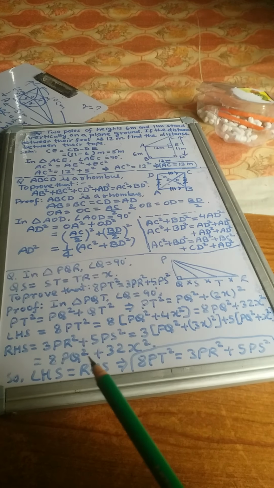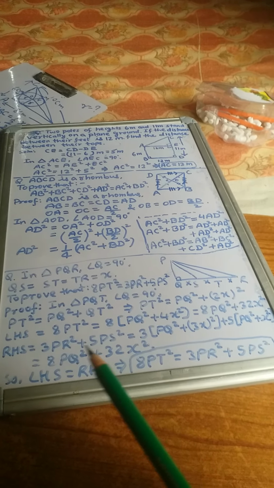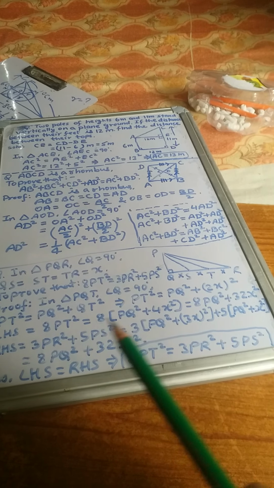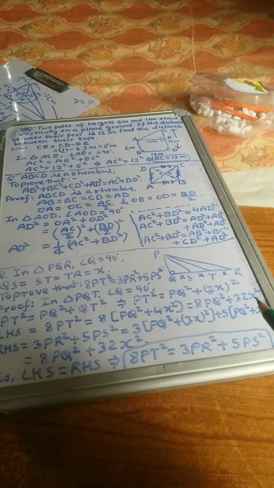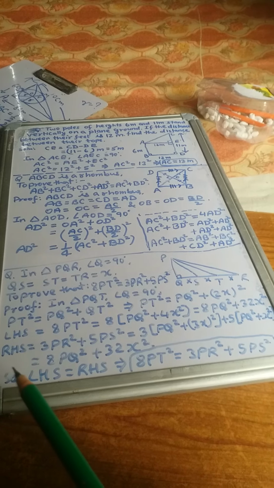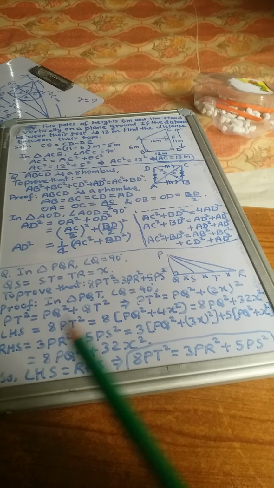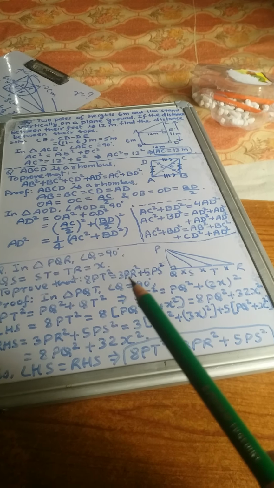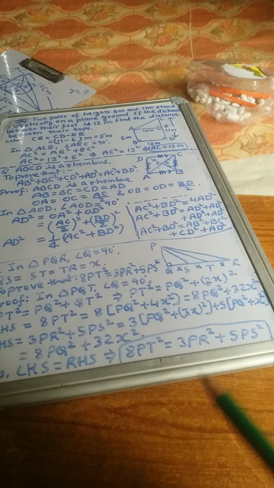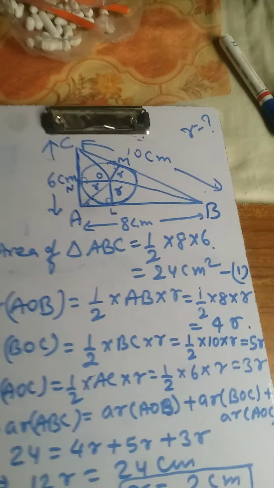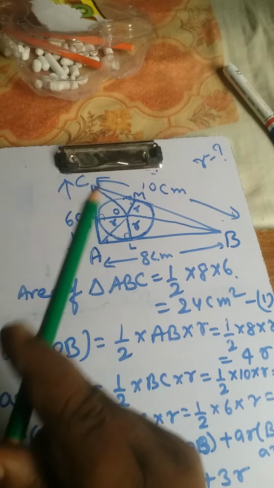So we know that 8 PQ square plus 32x square is the value of RHS, and LHS is also 8 PQ square plus 32x square. So LHS and RHS are equal to each other. So we can say 8 PT square equals 3 PR square plus 5 PS square. Okay, now one more question I am going to discuss. This is the last question of similar triangles. After that, next time I will discuss the topic of circles.